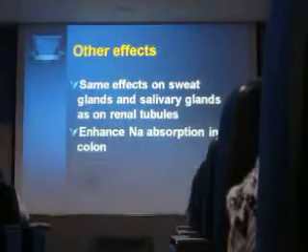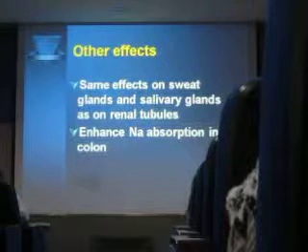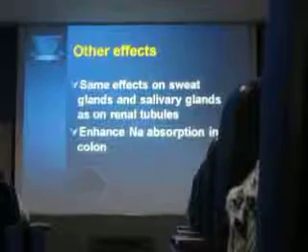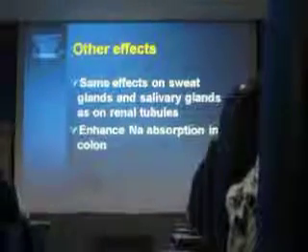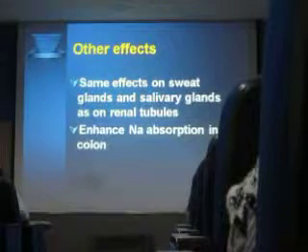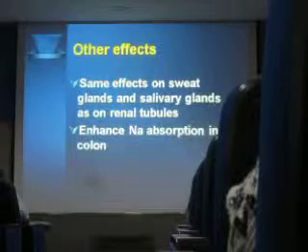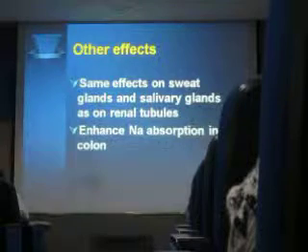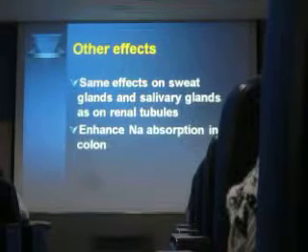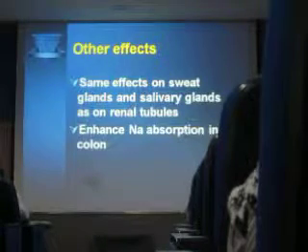You have the same effects in the presence of aldosterone on your sweat glands and salivary glands. Meaning, in the presence of aldosterone, when you check your sweat and saliva, it will contain less sodium, more potassium, and probably more H+. In the colon, it also enhances sodium absorption. The net effect of all of these is what? To conserve sodium and with it water.